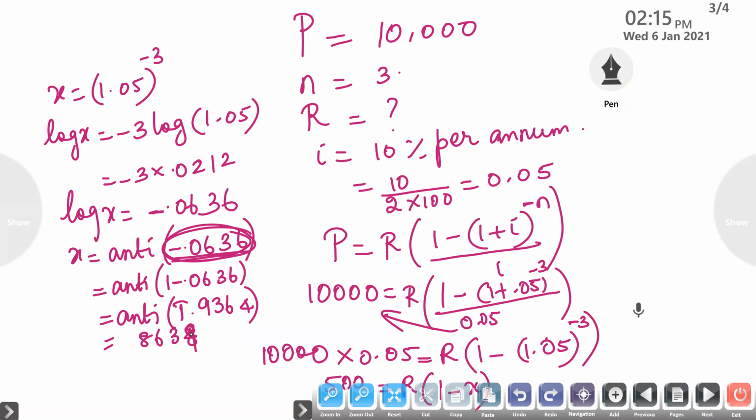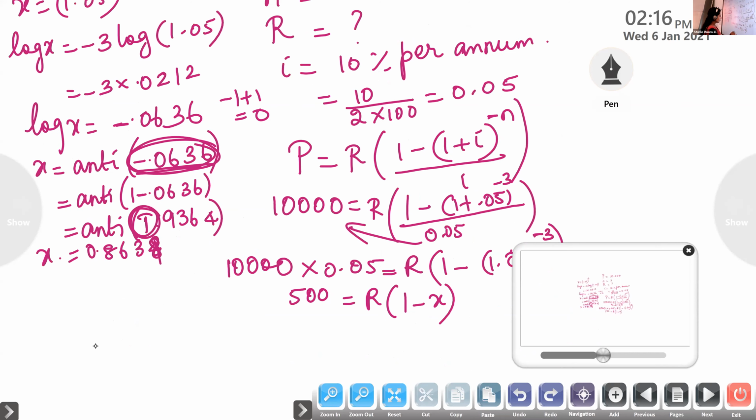Now look at the characteristic part. It is 1 bar. 1 bar means negative 1. When we want to shift the decimal, we add 1 to it, so it becomes 0. So it is simply 0.8638. We only have to shift the decimal places. So this is the x value. After finding x, substitute it here.